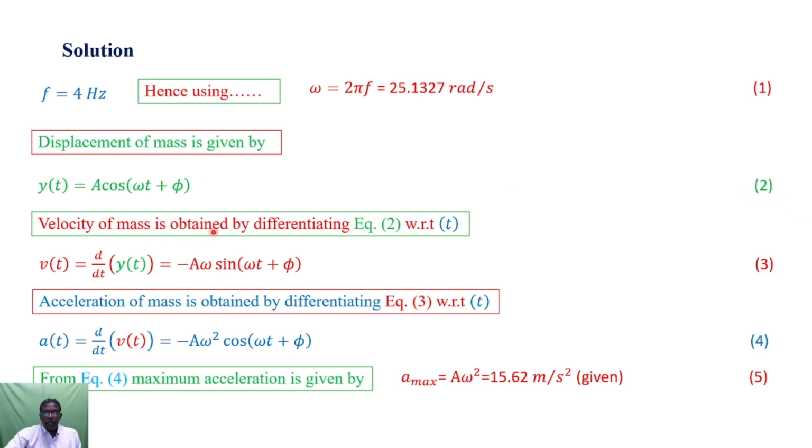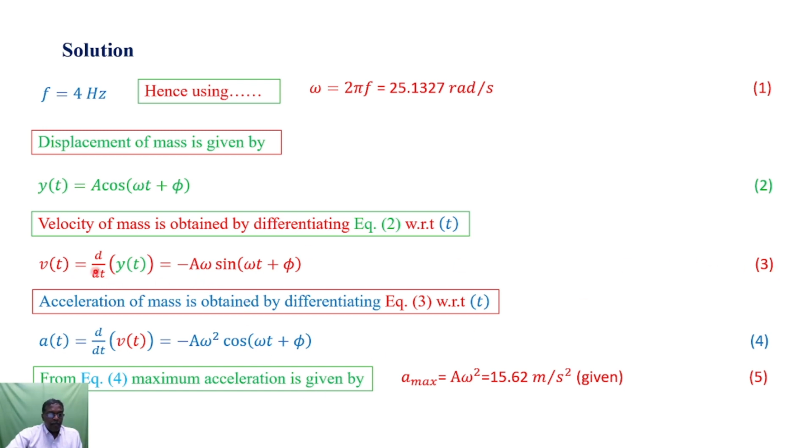Velocity of the mass is obtained by differentiating equation 2 with respect to time. If I differentiate equation 2 with respect to time, I obtain the velocity of the vibrating system. A is constant, phi is constant, only variable is time. So differentiating cos omega t plus phi, I obtain minus sine omega t plus phi, and differentiating omega t, I obtain omega. Hence, I have the velocity function as minus a omega sine omega t plus phi. The velocity function is taken as equation number 3.